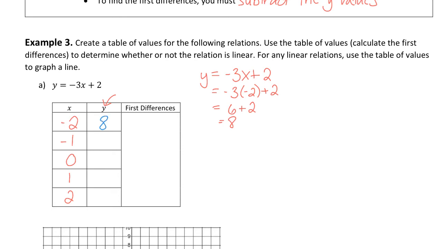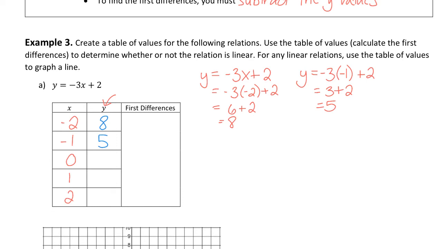Now I'm going to come up with my next y value. So I have y is equal to -3, instead of x, I'm going to have -1. So -3 times -1 plus 2, that's 3 plus 2, which is 5. So I'm going to have a 5 for a y value when x is -1.